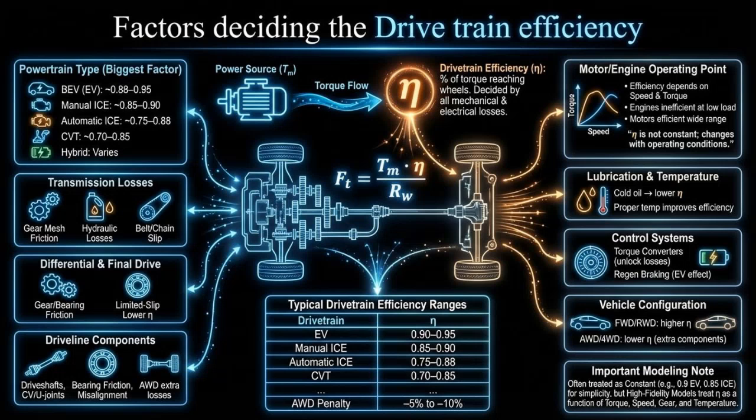In low-fidelity models, drivetrain efficiency is treated as a constant, typically 0.9 for electric vehicles and 0.85 for internal combustion vehicles. In high-fidelity models, drivetrain efficiency is modeled as a dynamic quantity that depends on torque, speed, gear selection, and temperature.